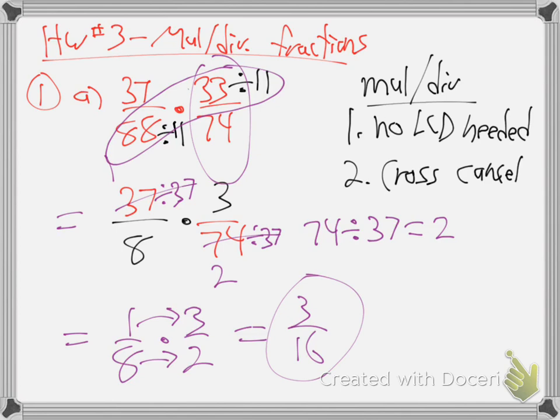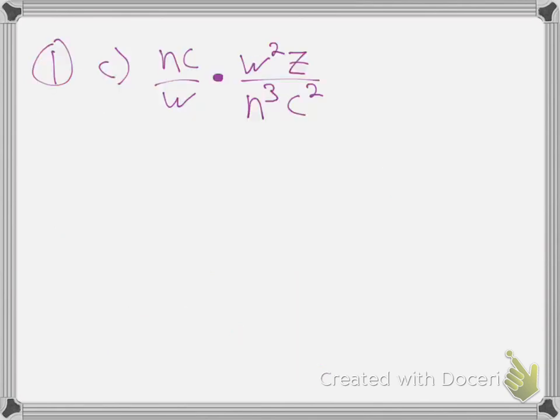So cross-canceling, as it's called, is just simplifying. It's just dividing the same number out of the top and the bottom of a fraction. That's all it is. All right. What do you think?